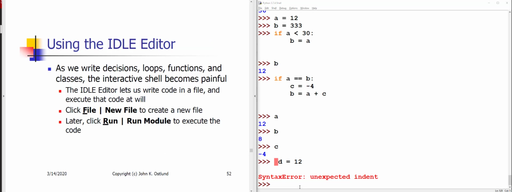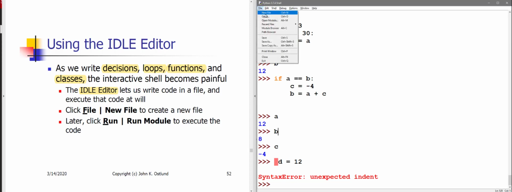Well, so I have been typing this code interactively into my Python shell, but this is not very realistic. It's certainly not reusable. I don't want each time I run Python to have to retype all of my code over and over again. So as I get into writing more complex code that I would like to be able to save and execute later, involving decisions, loops, functions, classes, and so on, I want to have an editor that I can use to write code in a file that I can save. IDLE has an editor contained within it, which is very simple-minded. It's basically like Windows Notepad. And I can start the editor running by clicking File and New File.